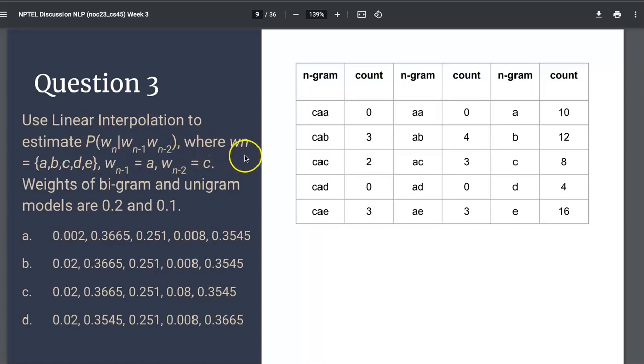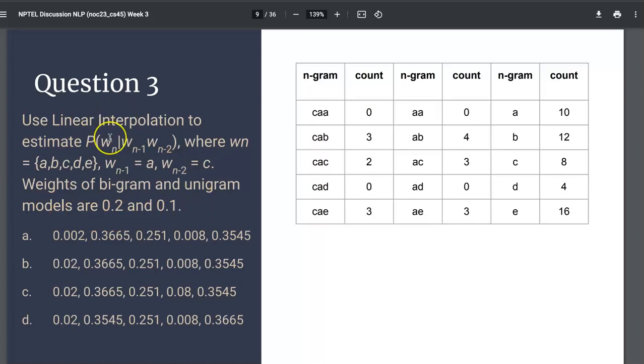Now what is the WN here? They are asking you to get the WN for all the options, A, B, C, D. So you will get 5 probabilities. You can see in the answer also there are 5 probabilities. And what are n minus 1 and n minus 2 here? They are A and C. And they are saying another thing: the weights of the bigram and unigram models are 0.2 and 0.1. So the question is there.